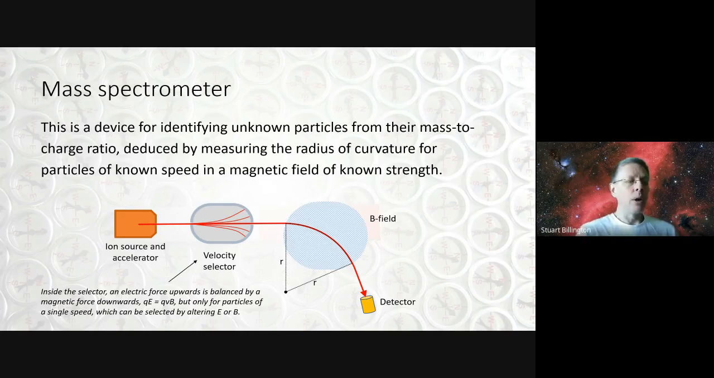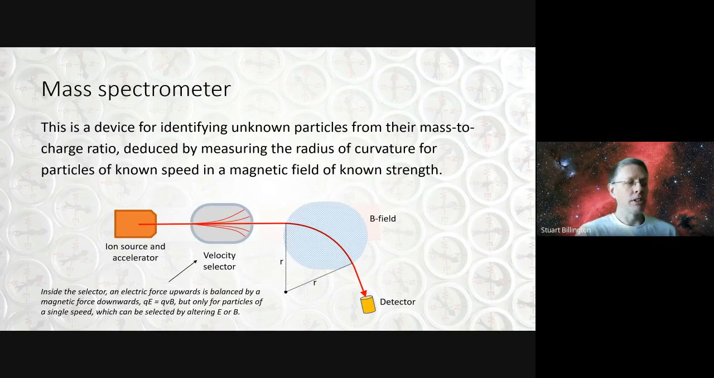And if we want the particles to go straight through, we just need those forces to be balanced. So we want the QE force downwards to equal the QVB force upwards. So the Q's cancel out in that formula. It doesn't matter what charges the particles have, and there's no masses in this formula, so it doesn't matter what the mass or the charge of the particles is. It just depends on the speed.